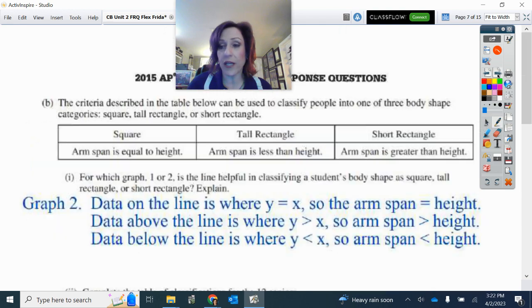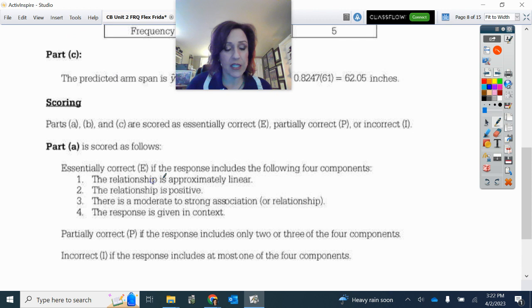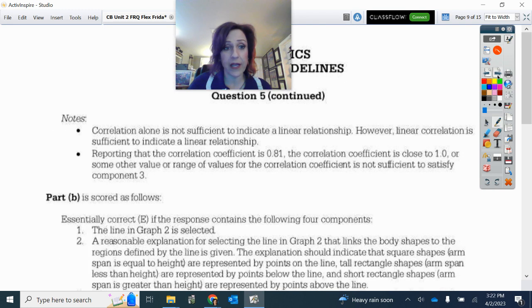All right. So for credit on that one, you had to include the relationship is approximately linear. The relationship is positive, moderately strong, and context. So you had to include all 4 of those for full credit. The correlation alone is not sufficient to indicate linear. However, linear correlation is sufficient. If you said a linear correlation, then that indicates that linear relationship. So you got that credit on that.